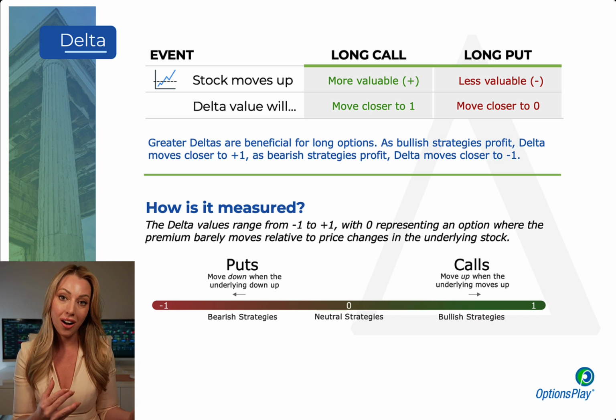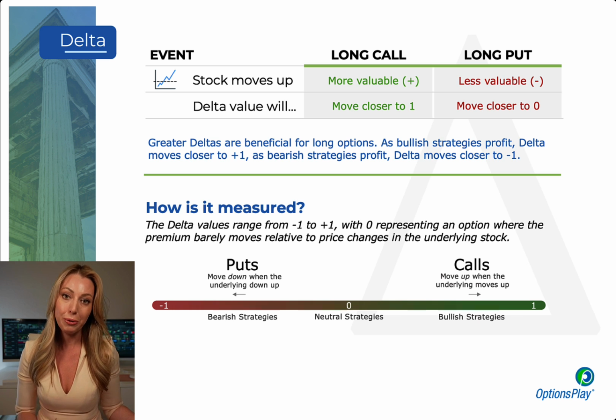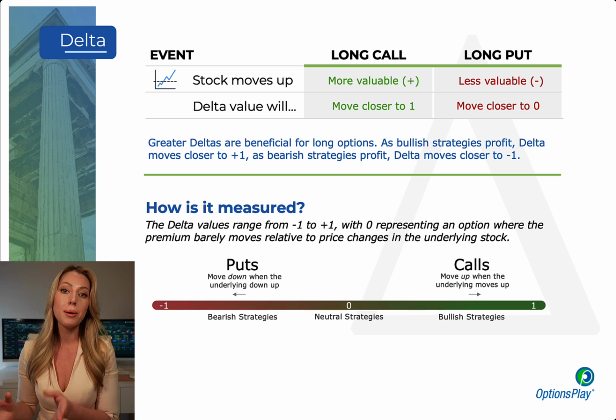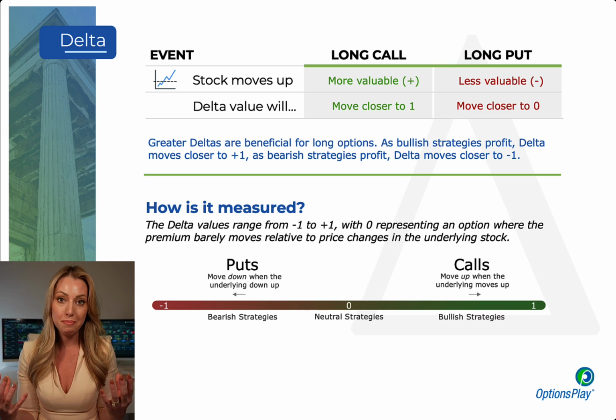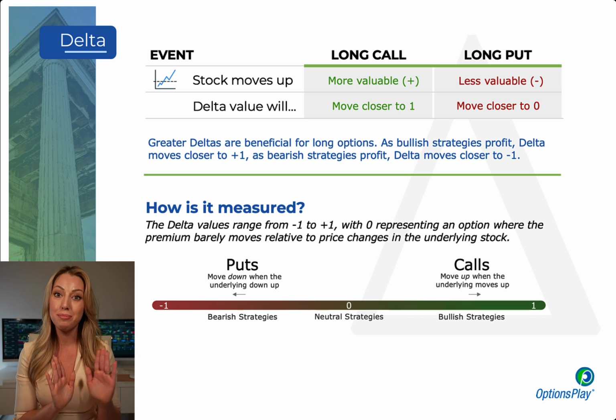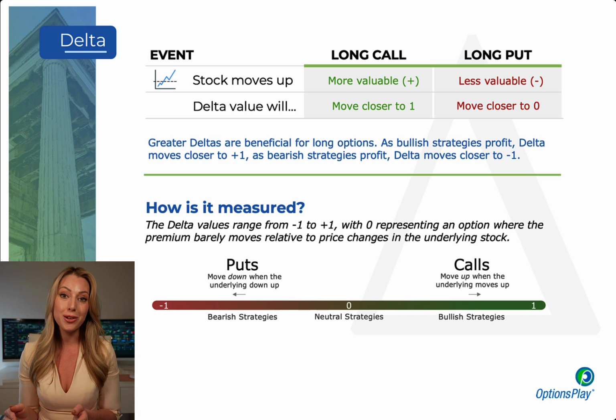As the stock goes down in value, that's going to have a negative effect on the long call, but a positive effect on the long put. But the outcome means that each corresponding delta is going to magnify as it moves in our desired direction. That's why bullish strategies will always have a positive delta and bearish strategies will always have a negative delta.